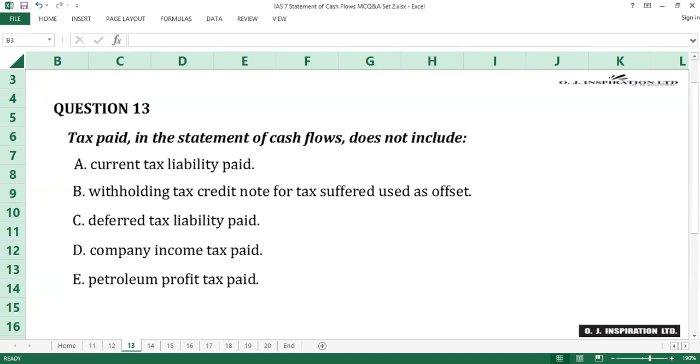Question number 13. Tax paid in the statement of cash flows does not include A, current tax liability paid, B, withholding tax credit note for tax suffered used as offset, C, deferred tax liability paid, D, company income tax paid, E, petroleum profit tax paid. Time counts.